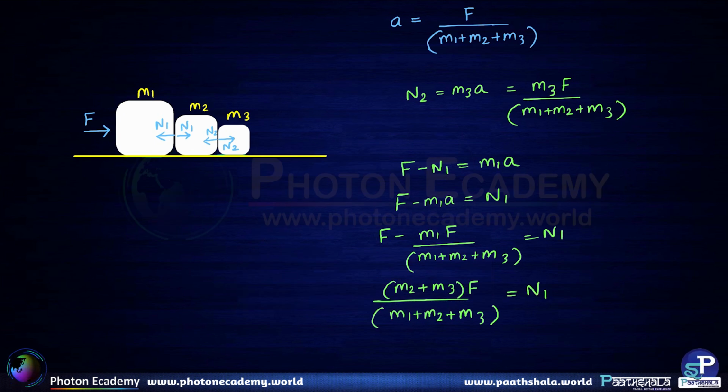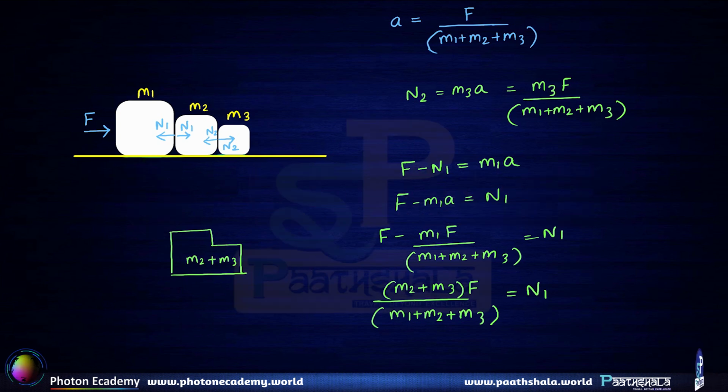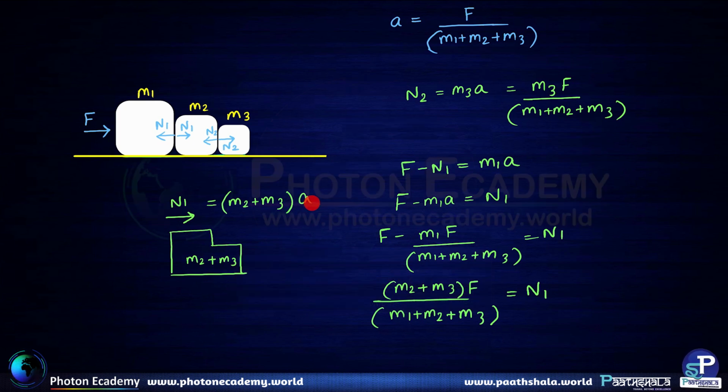So this can also be concluded by considering M2 and M3 to be a combined mass M2 plus M3 that is being moved by the force N1. If we could have considered this, then the force N1 is directly moving M2 plus M3. So we could have directly written down N1 is equal to (M2 plus M3) into A. We could have taken down the value of A over here from the above mentioned equation to get the value of N1.